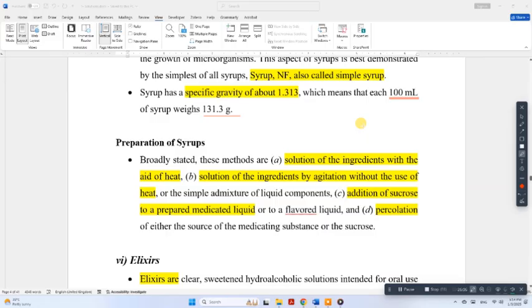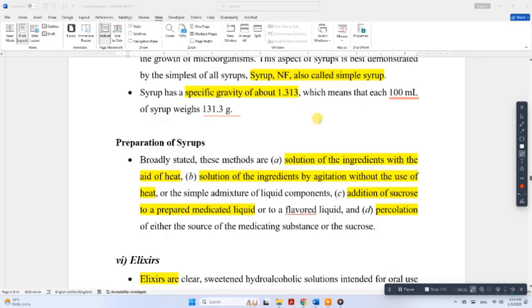One of the ways to check whether the syrup you have has enough sugar is to weigh it. Each ml of the syrup has a weight of 1.313 grams. So, 100 milliliters will have a weight of 131.3 grams. If someone comes to you and tells you, this is 100 milliliters of syrup according to NF, and I want to sell it to you, you can weigh it. This is one of the ways to check whether the syrup has the correct concentration or not.